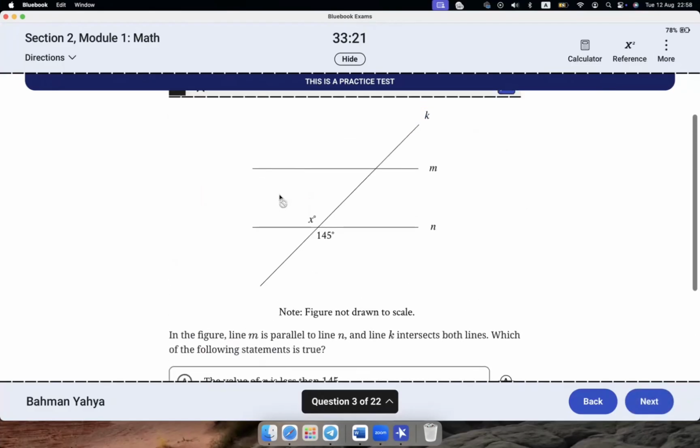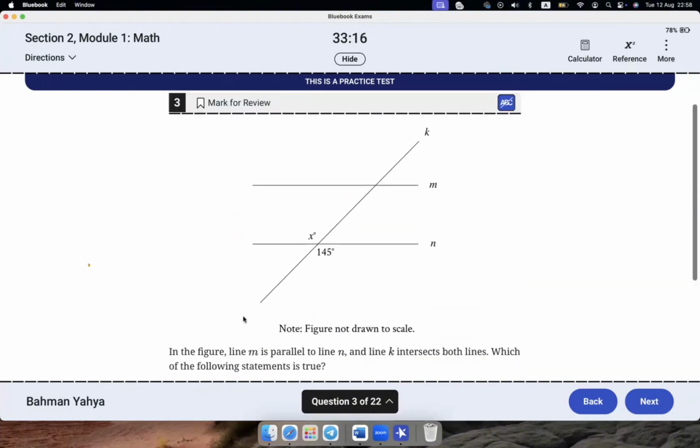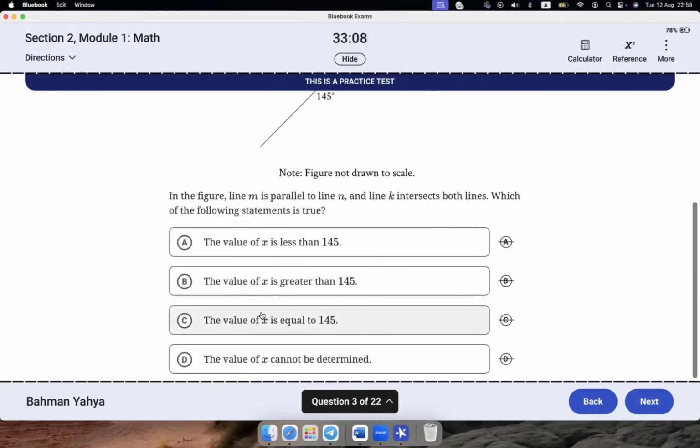We are given the figure, X and 145. Which of the following statements is true? Look at this one. Because X and 145 are vertical angles, and vertical angles are the same because both are obtuse angles, so X must be 145 degrees.